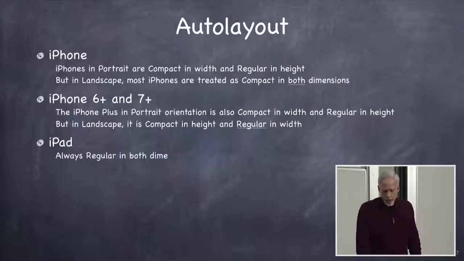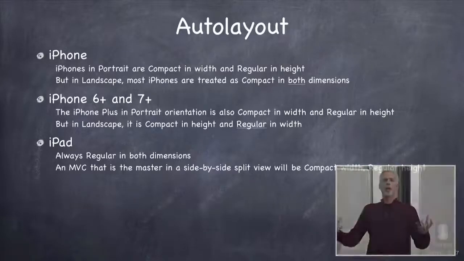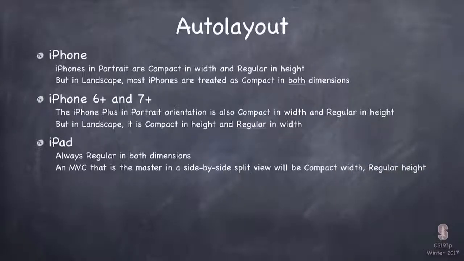All right? And then the iPad, since it's huge, is always regular in both dimensions. Okay, both width and height is always regular, but that's only for view controllers that are taking over the whole screen. If you're a view controller, like I said, in the master of a split view, you're compact width, regular height. Okay? Or if you're a multitasking MVC that comes out from the right, you all know about multitasking on the iPad hopefully, you can drag the thing out from the right and pick another app and have two apps running side by side. Well, when you pull that thing out, that's also going to be a compact width, regular height. Okay?